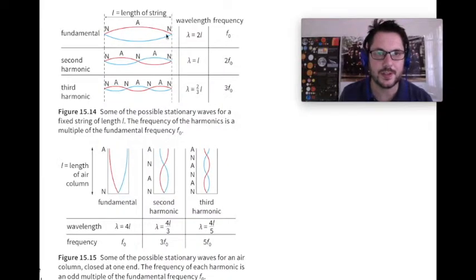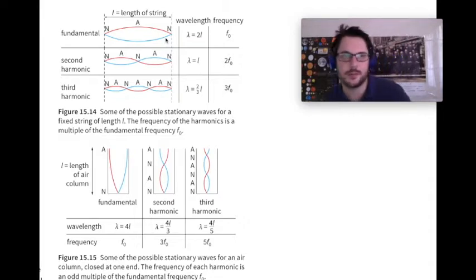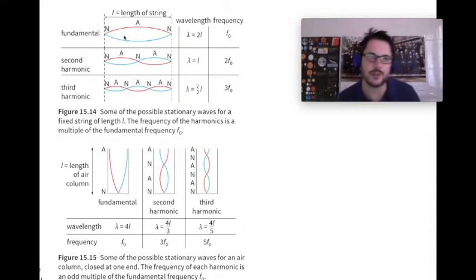Here we can see a length of string, and when you vibrate the string to get these stationary waves, we call the first stationary wave that is formed this one, where it's just going up and down, up and down. You can see that this is half a wavelength. So half a wavelength is equal to L, the length of the string. So one wavelength equals 2L. We call this first one the fundamental.